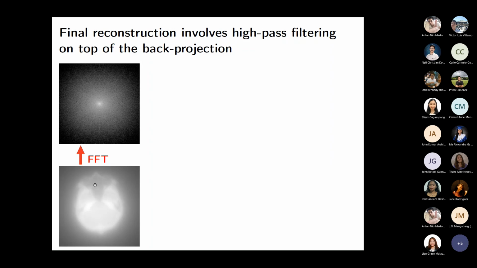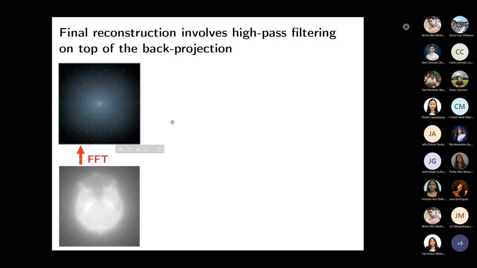So meron akong image, okay? Kukunin ko yung kanyang fast Fourier transform, meaning tina-transform ko siya sa frequency domain. So kung meron ako ditong function f representing the image, all right? Siya yung nandito. And then I'll take the Fourier transform or the fast Fourier transform of that image.